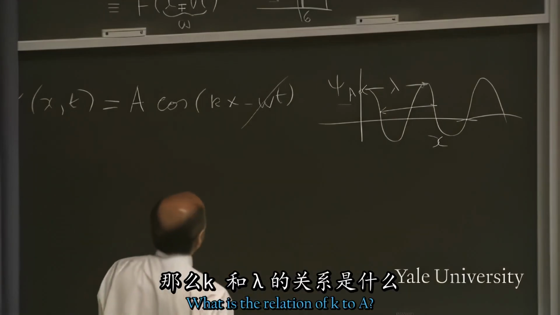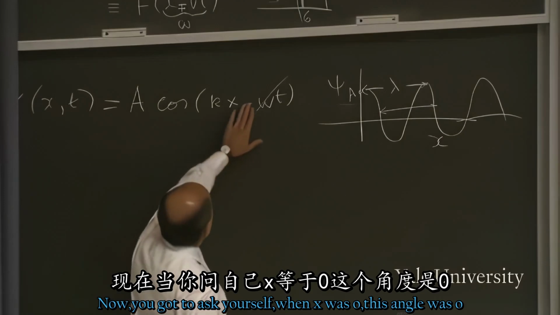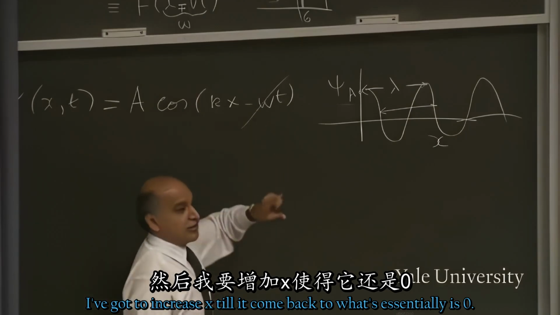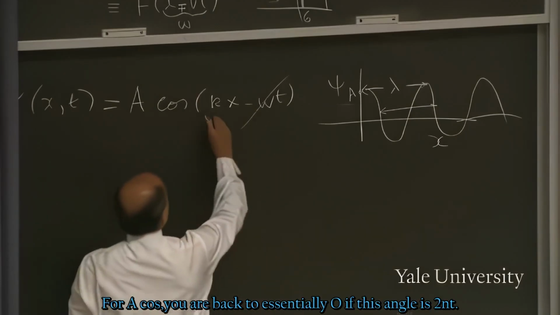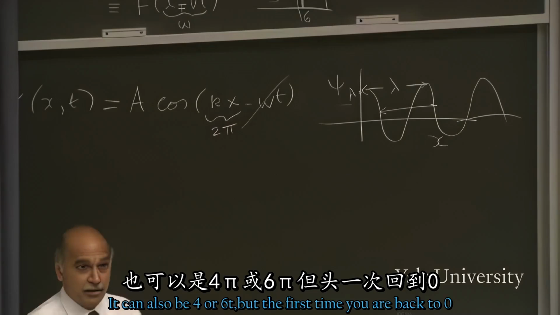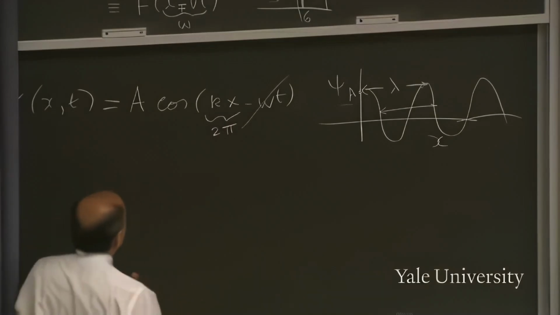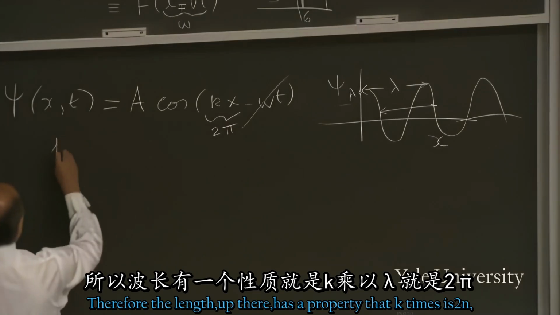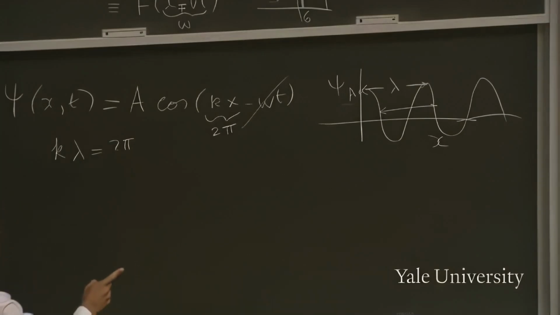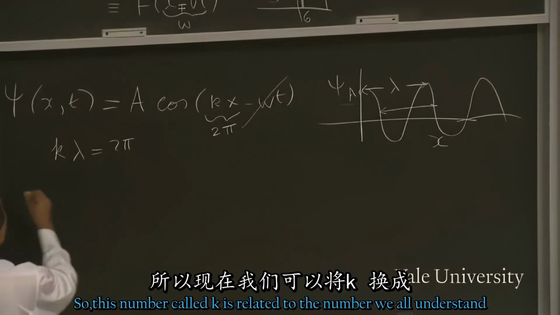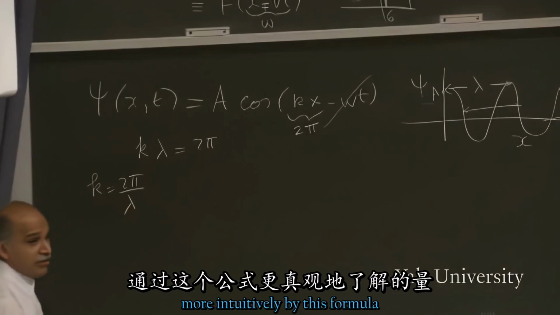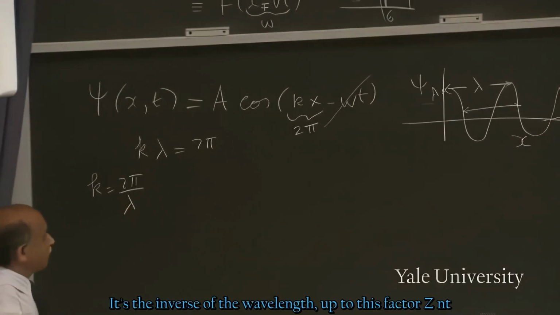What is the relation of k to lambda? Now you have to ask yourself, when x was 0, this angle was 0. I have to increase x till it's come back to what's essentially 0. For a cosine, you're back to essentially 0 if this angle is 2 pi. It can also be 4 pi or 6 pi, but the first time you're back to 0 is when it's 2 pi. Therefore, the length lambda up there has the property that k times lambda is 2 pi, because if I move to the right by an amount lambda, the angle in the cosine has changed by 2 pi. So this number called k is related to the number we all understand more intuitively by this formula. It's the inverse of the wavelength up to this factor 2 pi.